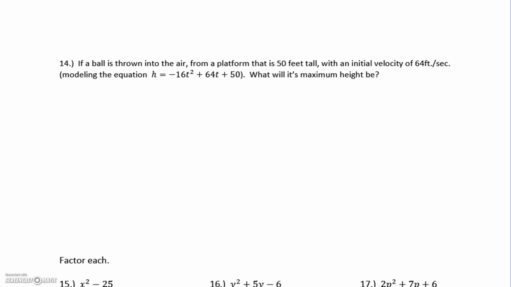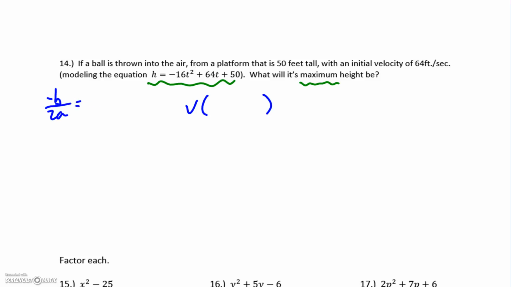In this one, it says a ball is thrown into the air from a platform that's 50 feet high with an initial velocity of 64 feet per second, and I want to know what the maximum height will be. Since it's asking for the maximum height and it's giving me the equation of a parabola, it's really just asking for the vertex. So I need to find the vertex here and then interpret what that vertex means. Okay? So to find the vertex, I do the opposite of b over 2a.